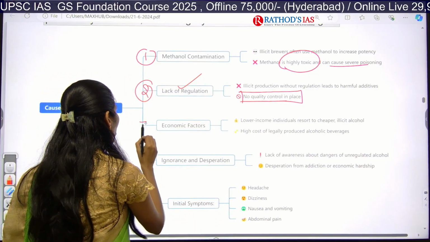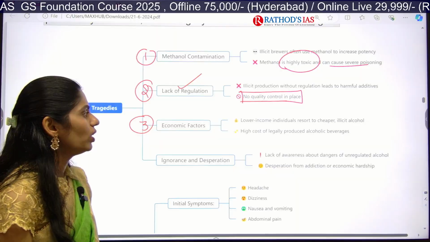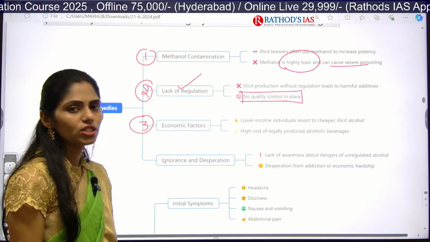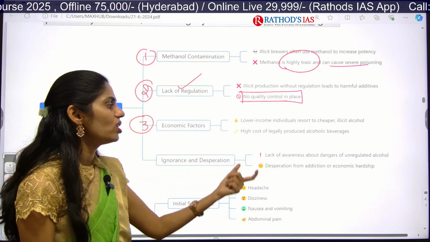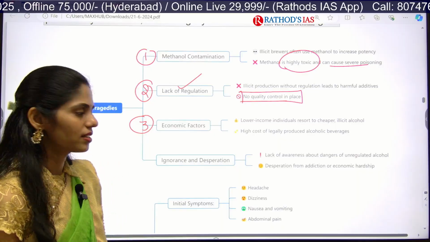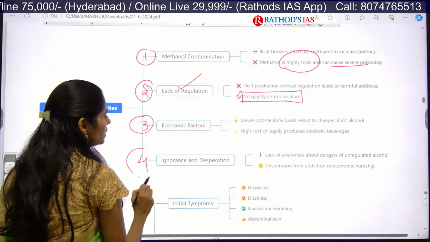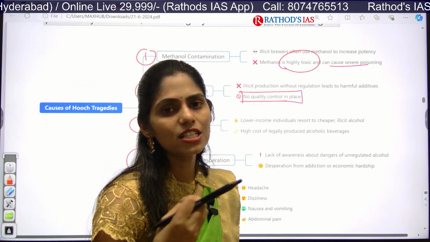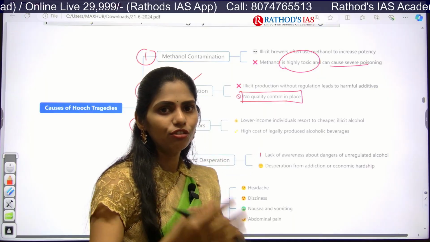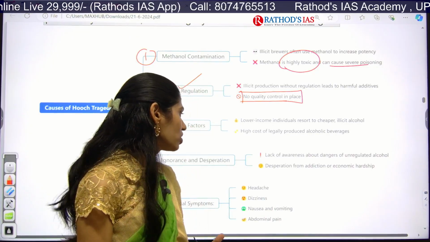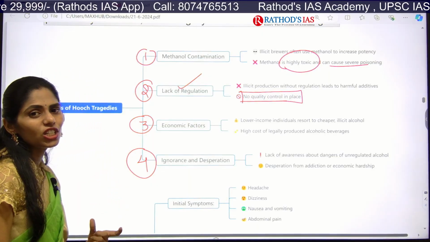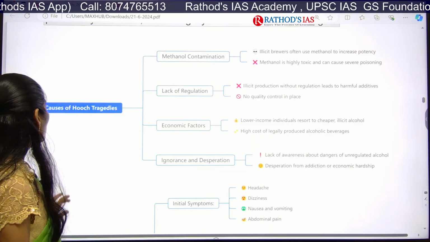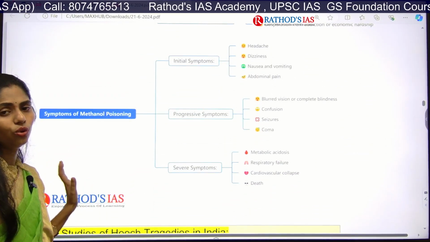And next one is economic factors. Low income individuals will obviously go for cheaper or illicit alcohol, because they can't afford high cost alcoholic beverages like brandy, whiskey, etc. And next one is ignorance and desperation. Many people don't know, or there is a lack of awareness about the impact of consuming this illicit liquor or hooch. And even addiction is one of the causes why people go and have this hooch daily. Clear? So these are the important causes for this hooch tragedy.